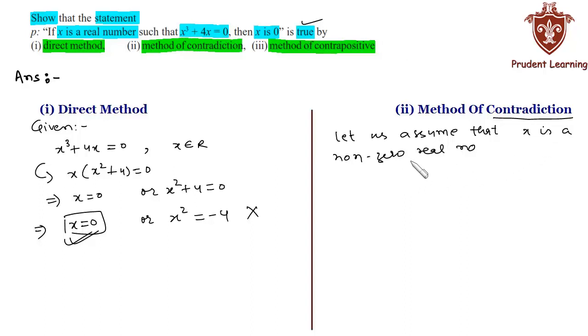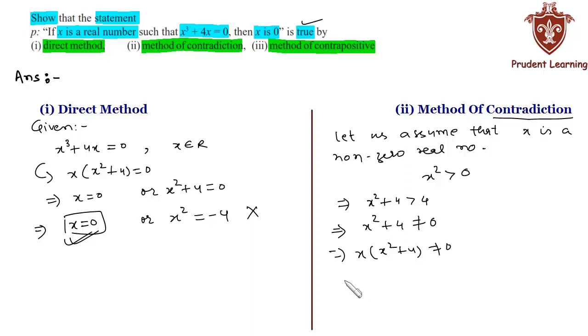Now if x is a non-zero real number, then we can say x square is greater than 0, because we know that if a number is non-zero, then its square is always greater than 0. Now adding 4 on both sides of the inequality, we'll have x square plus 4 is greater than 4, which can also be written as x square plus 4 is not equal to 0. Since the sum of x square and 4 is greater than 4, therefore we can write that their sum is not equal to 0.